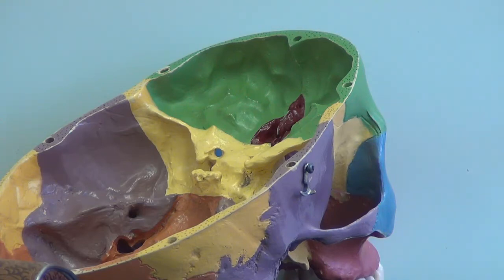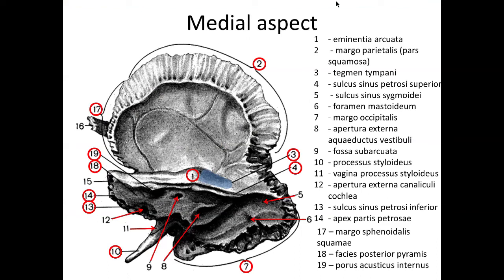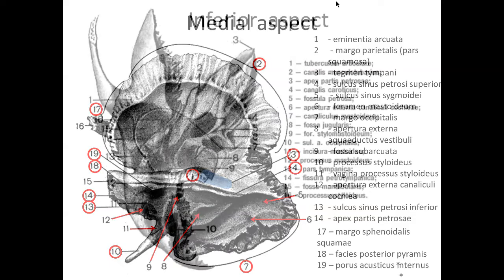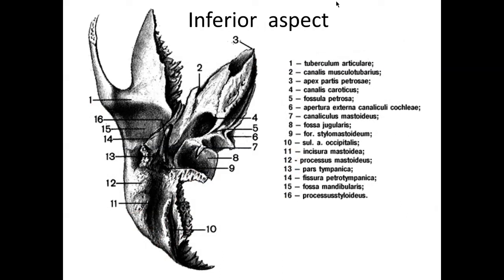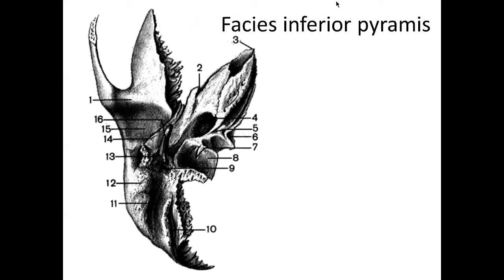And now let's continue with the inferior aspect. This is the inferior aspect. And now we can say that from the inferior aspect we can demonstrate this brown part of the bone, which is facies inferior pyramidis.